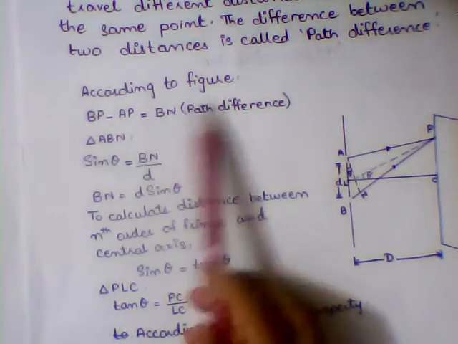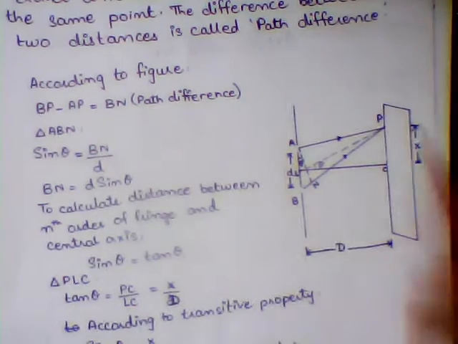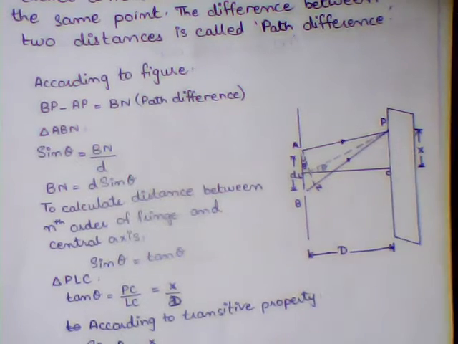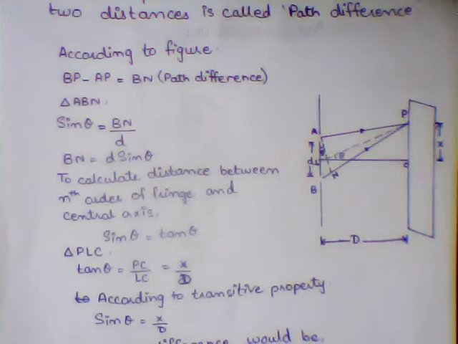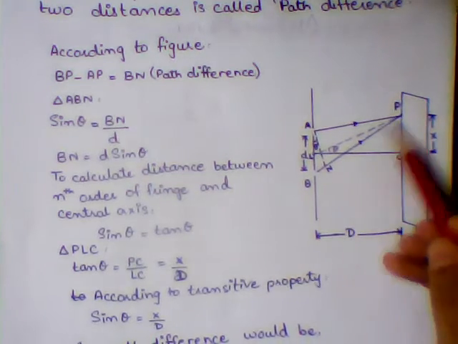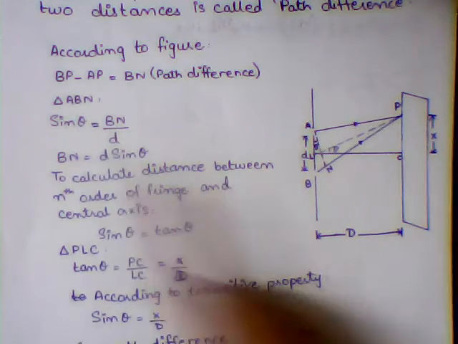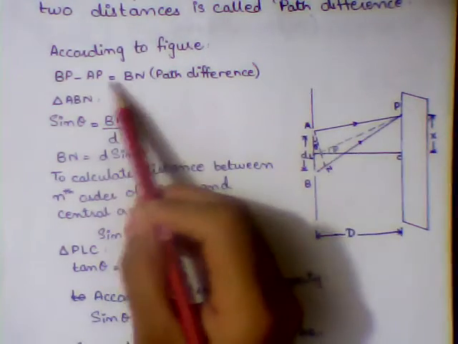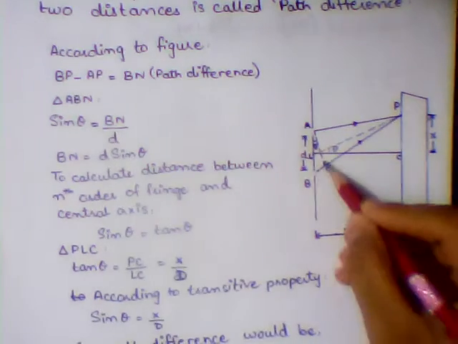Now, according to the figure, the path difference is Bn. Path difference is the difference between the distances traveled by the two waves. So BP, the distance, minus AP equals Bn, this distance Bn.